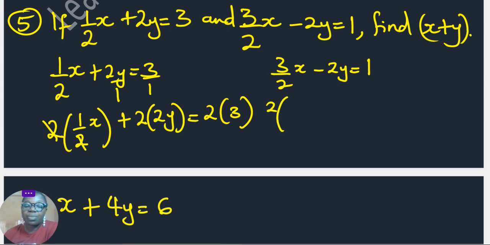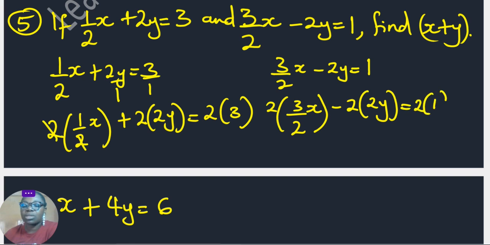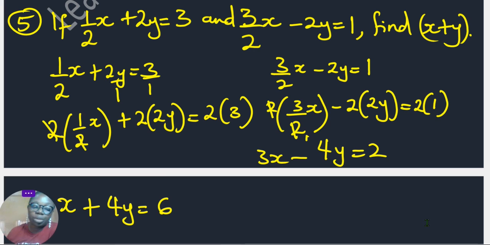So 2 into brackets 3 over 2x minus 2 into bracket 2y equals 2 into brackets 1. So 2 cancels 2, we have 1, and that's all we need to do then. 3x minus 2 times 2y, that is 4y, equals 2 times 1, that is 2. So this is the second equation.